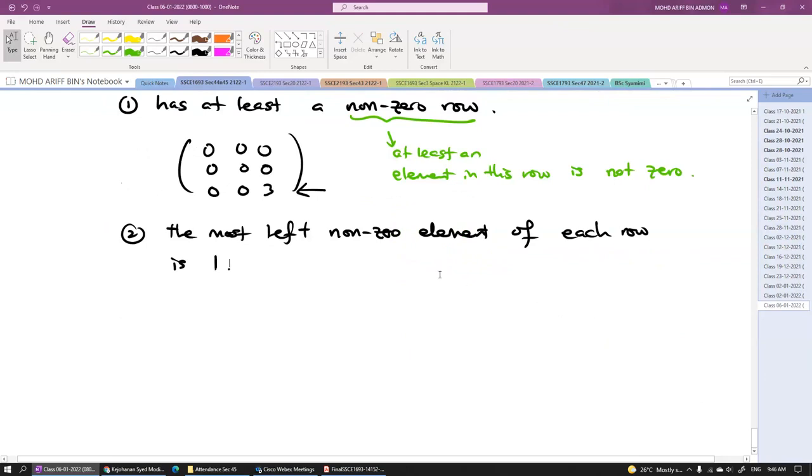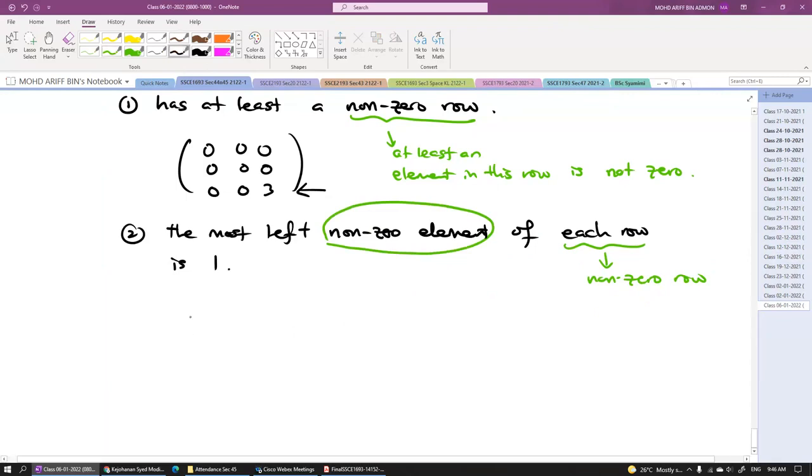Okay, this is when we are talking about non-zero rows. The most left non-zero element of each row. Each row here is referring to a non-zero row. It's not a zero row; a zero row is just let it be a zero row. Now we are talking about non-zero rows. The most important thing is the most left non-zero element. So we go for elements in this non-zero row.